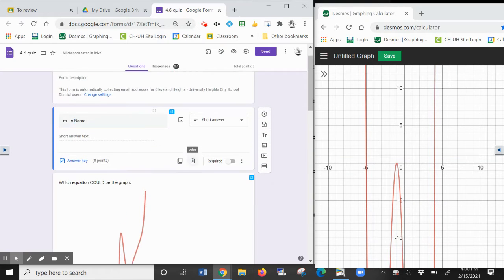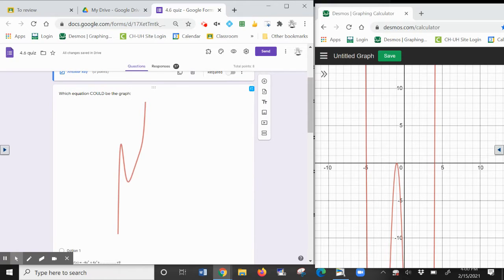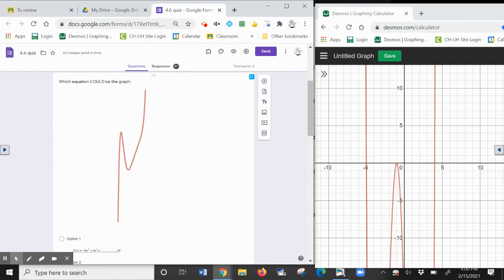Welcome to looking over the 4.6 quiz. For people who are redoing it, Tuesday and Wednesday this week. So the first question was, which equation could this graph be?